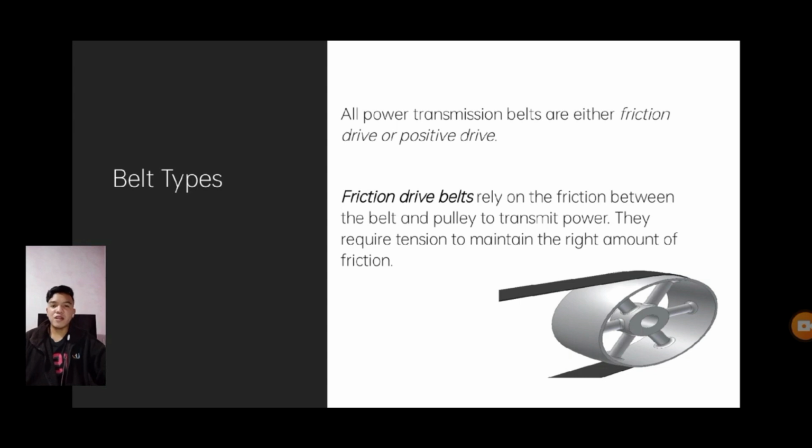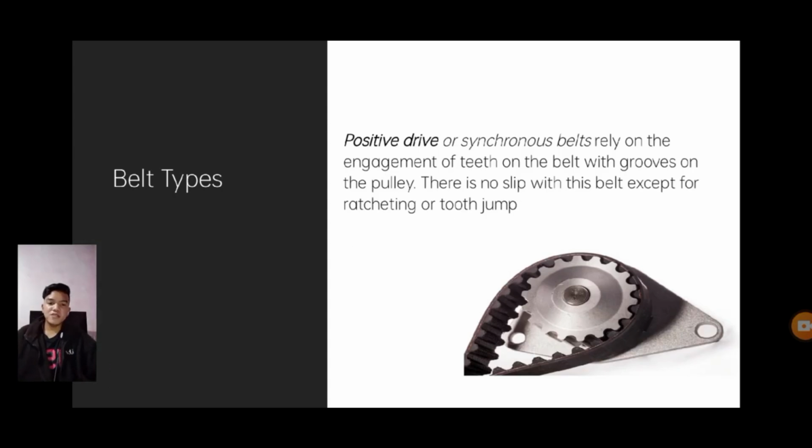Friction drive belts rely on the friction between the belt and the pulley to transmit power. They require tension to maintain the right amount of friction. Flat belts are the purest form of friction drive, while V-belts have a friction multiplying effect because of the wedging pulley application. Next, positive drive, also known as synchronous belt, relies on the engagement of the teeth on the belt with the grooves on the pulley. So there is no slip with this kind of belt except for ratcheting and tooth jump.